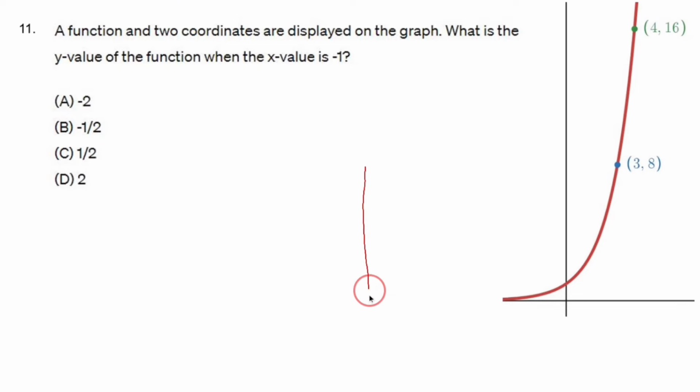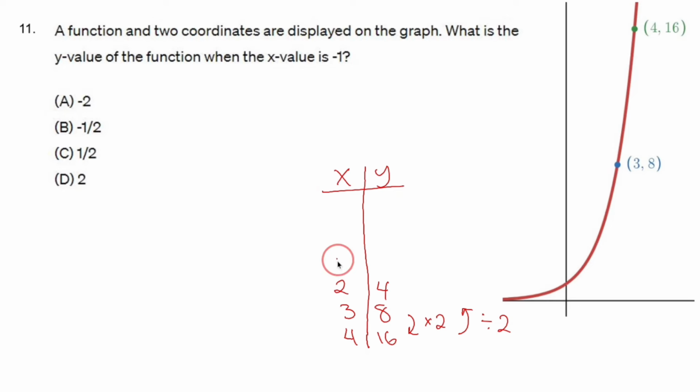And so what I'm going to do is create an xy table by drawing that perfectly straight line and just kind of go backwards. So I have 3, 8 and I have 4, 16. So close to John 3:16, my favorite Bible verse. It looks like going this way, you multiply by 2. So going backwards, you divide by 2. Makes sense. So you would have 2, 4, because 8 divided by 2 is 4.